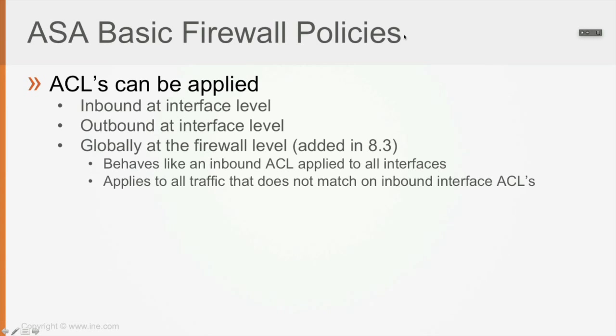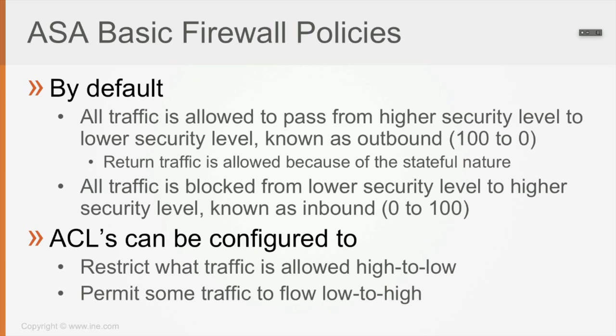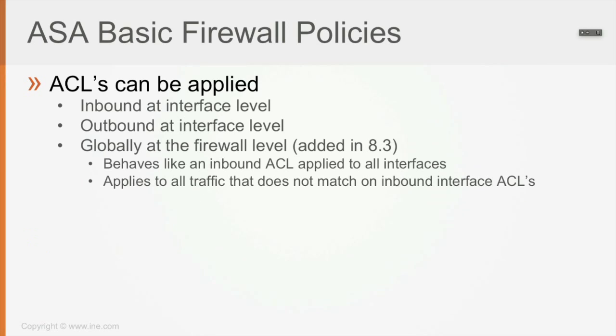Now, as I was saying in the previous slide, the ACLs can, however, be used. I have not configured any ACLs so far. They can be used to restrict what traffic is allowed high to low, because by default all traffic is allowed. And they can also be used to allow some traffic to flow low to high, like from the internet to the inside or to the DMZ, because by default none is allowed. Once you configure the ACLs, to either restrict traffic high to low or to allow some traffic low to high, the ACL is applied inbound at the interface level, or outbound at the interface level, or globally at the firewall level.